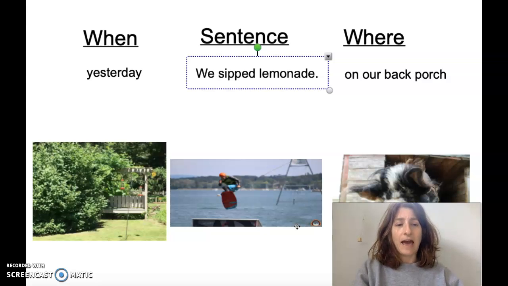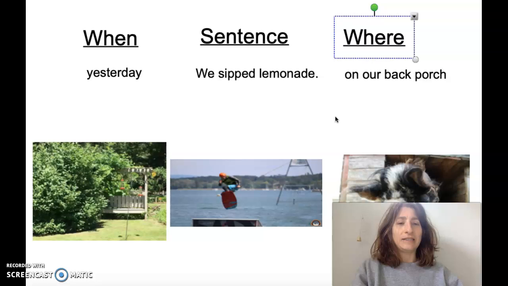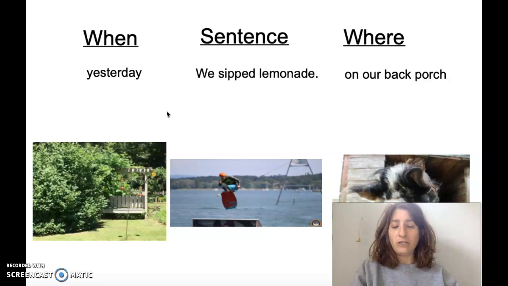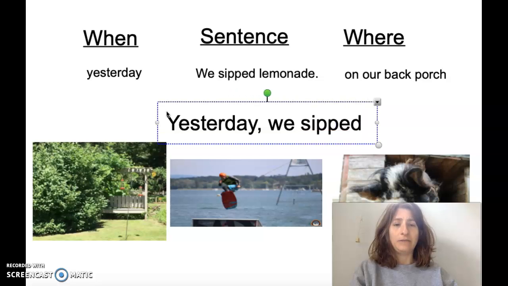Sometimes you might want to add more to your sentence. We're going to practice that with adding two parts, when phrases and where phrases. Phrases mean a couple words put together. So I'm going to start with our simple sentence, we sipped lemonade. When did we do it? Well, we did it yesterday. So yesterday, we sipped lemonade.